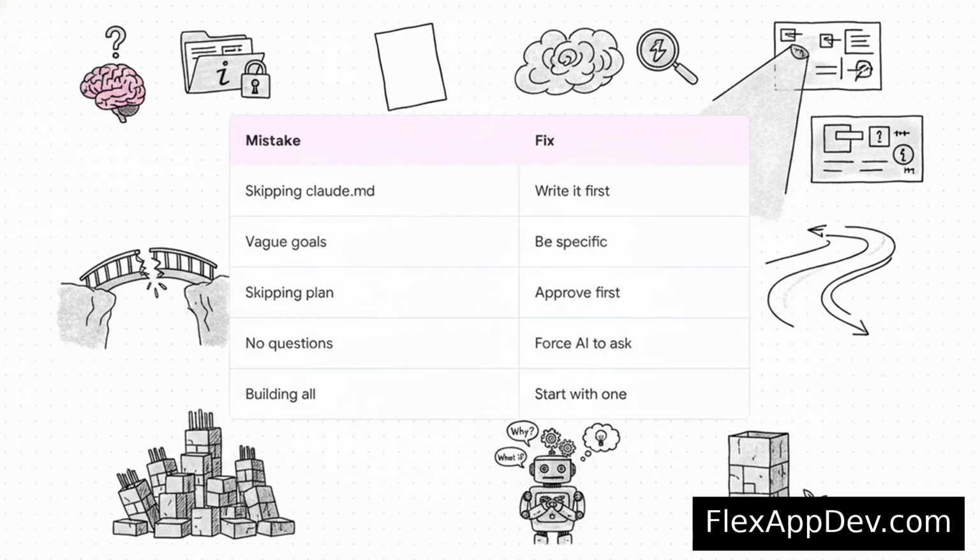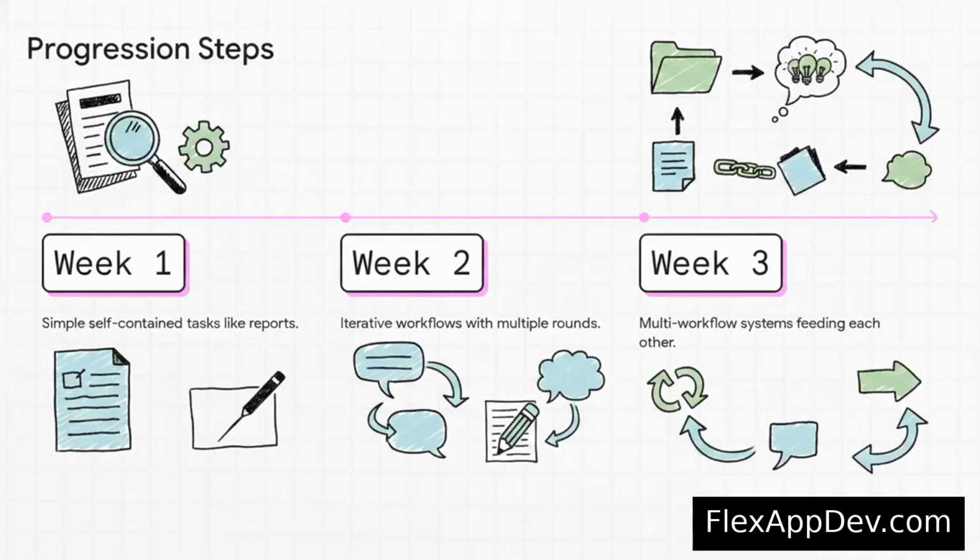Be specific. Ignoring the plan review or forgetting to require clarifying questions basically guarantees the AI is going to make bad assumptions. And finally, trying to build 5 massive systems all at once? Don't do it. Start small and build one reliable workflow first. So, what's the smartest way to expand your capability? You've got to do it incrementally.